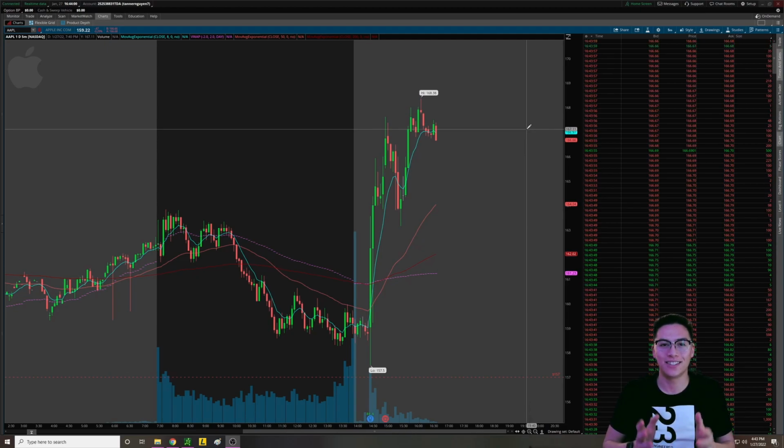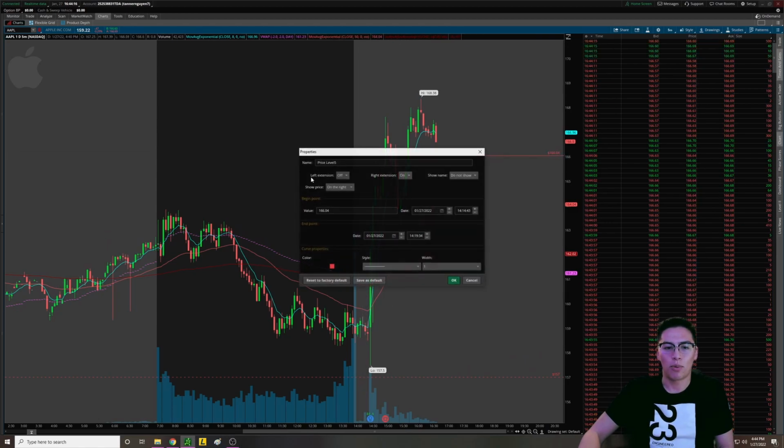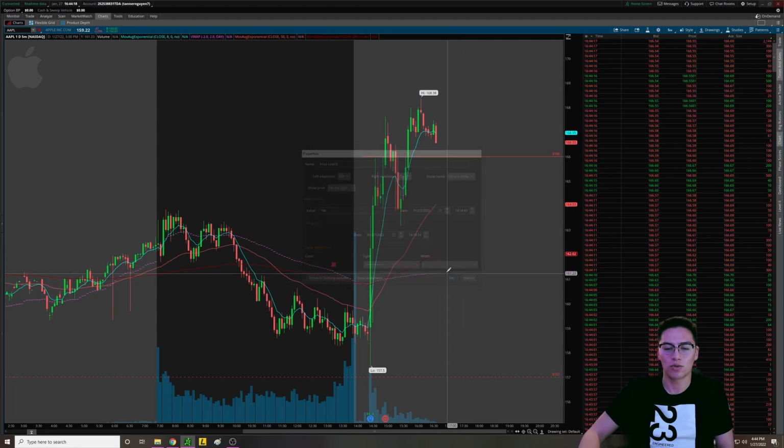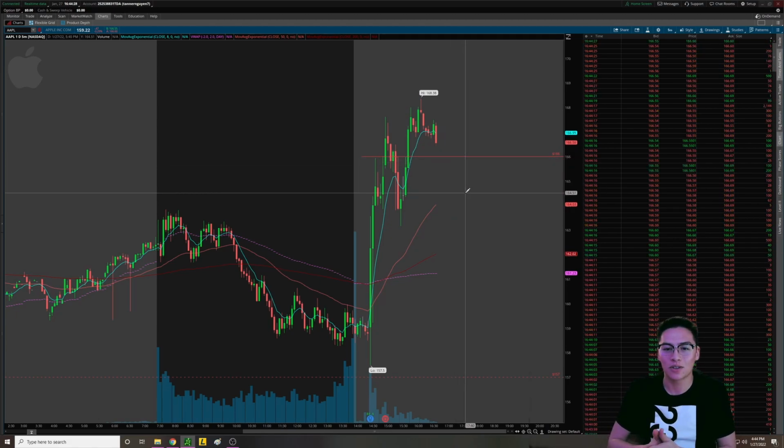Unfortunately, I don't have a live case example of this since I haven't been recording my screen in a while, but we can play a theoretical example. Let's say that Apple right here has a support at 166 at this red line right here. And we want to wait for the price of the stock to come down to 166 and possibly take a bounce at this level.